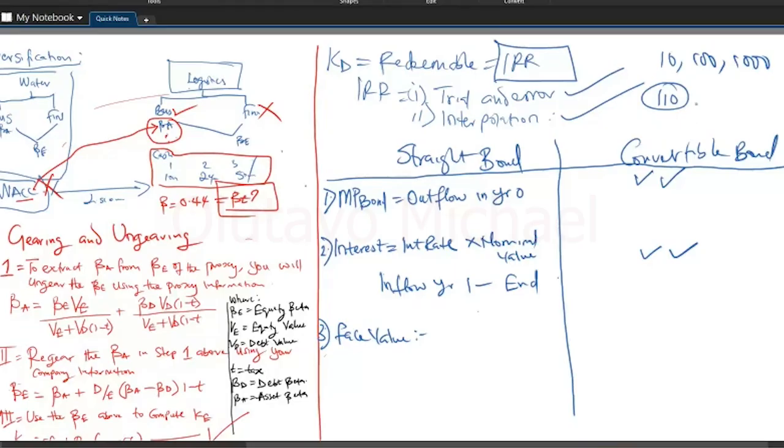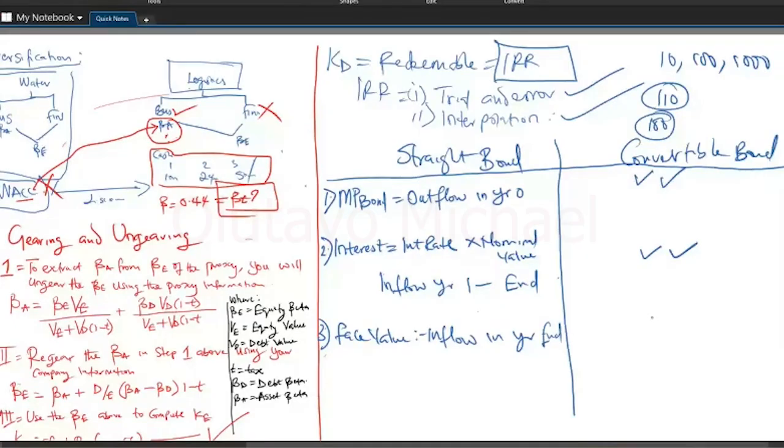it means that at the end of maybe 4 years, they are going to return the nominal value to me. Every year I must have been collecting interest on the bond. So in the last year, they will give me my money back, the face value, and the interest. They will redeem their bond back. That is why under straight bond that is not convertible, the face value is an inflow in the final year.